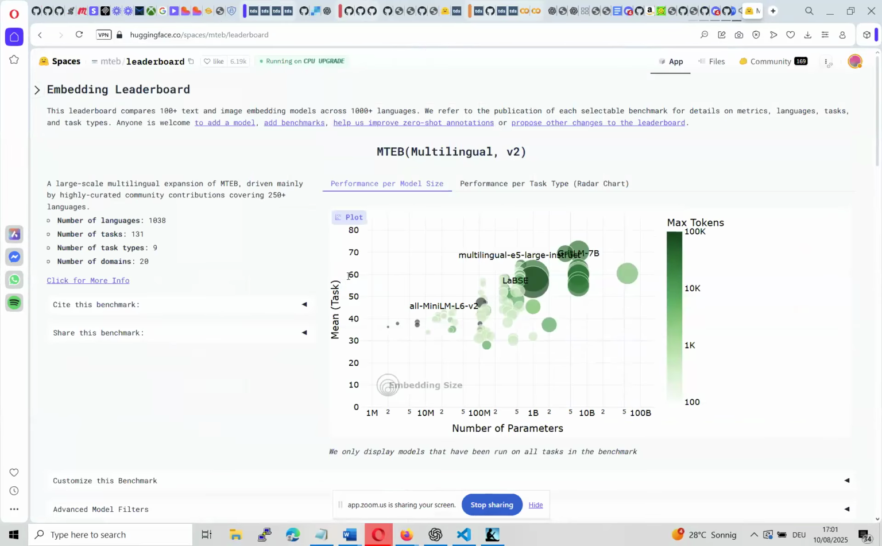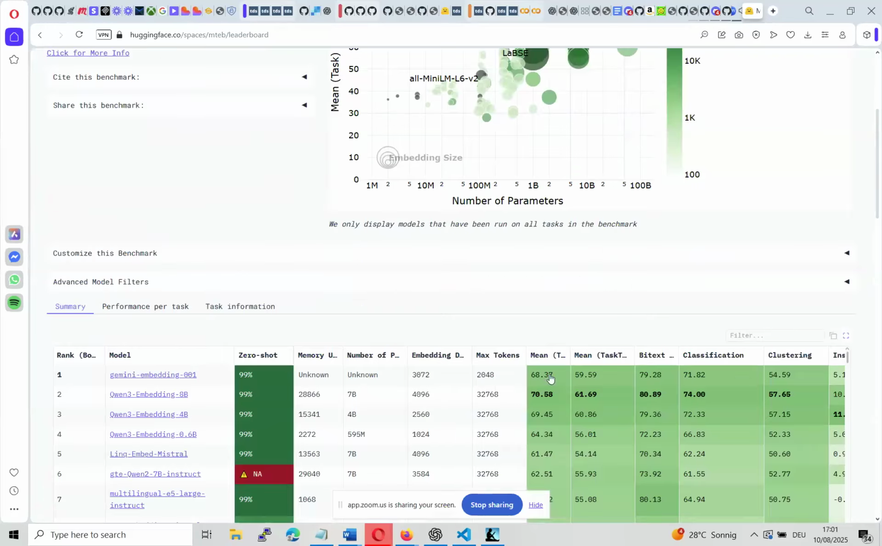Okay, so here we have a leaderboard for embedding models, the latest ranking of the embedding models. The top number one is Gemini 001, which has a dimension of 3072. The maximum number of tokens is 2000. These are the mean values for all the tasks.